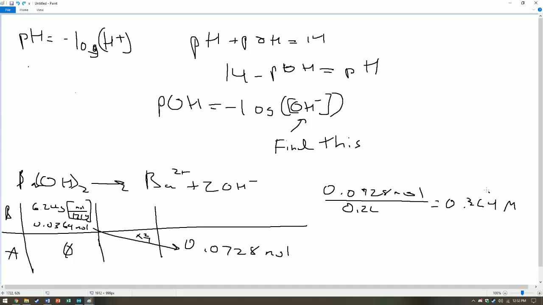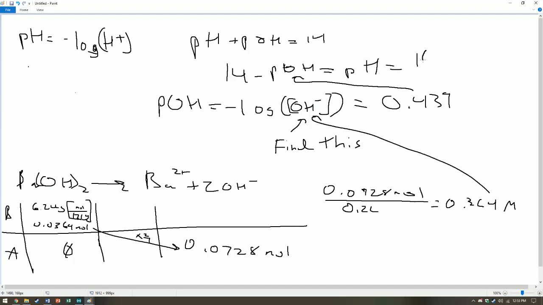Now we can plug this number in here, and we get that the pOH is 0.439. Then we can plug it into here, because that's our pOH, and 14 minus that is 13.6. And that's our answer for number one.